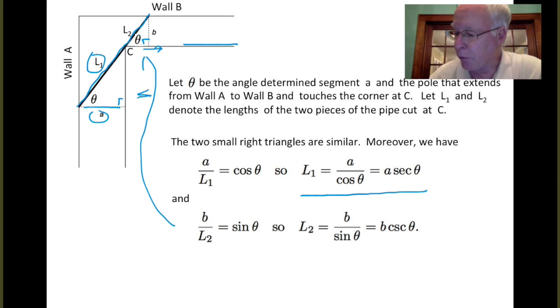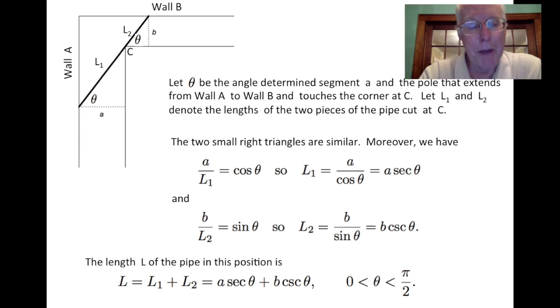Moving up to the upper triangle, we then know about B, so we want to think about B over L2. That's going to be the sine of theta. And so L2 will be B over sine theta or B cosecant theta. So we now have the lengths of the two pieces into which the pipe is divided by that point C.